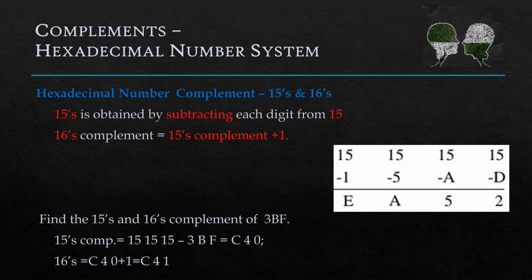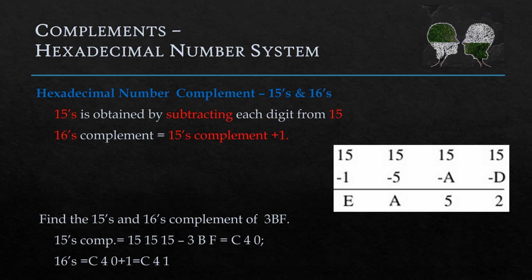Similarly, in the hexadecimal number system, the two complements are 15's and 16's. So 15's can be obtained by subtracting each digit from 15, and by adding 1 to its LSB, we will be getting the 16's complement, right? So here we are given the example 1580D. We need to find out the 15's complement of 1580D. So what we have to do? We need to subtract each digit from the number 15.